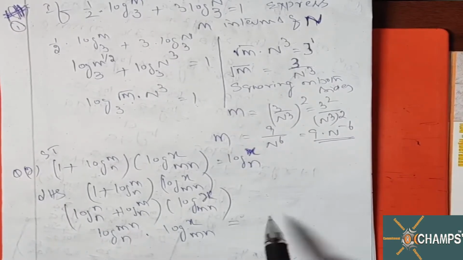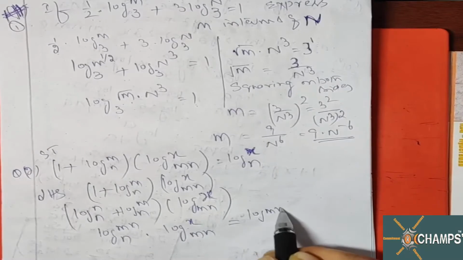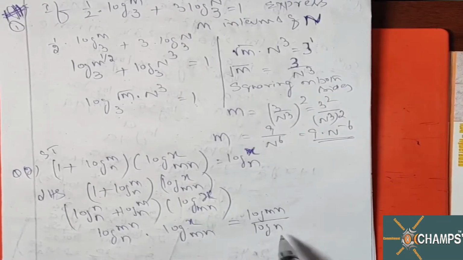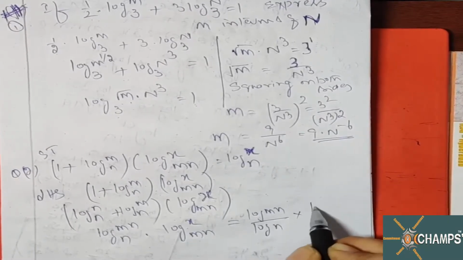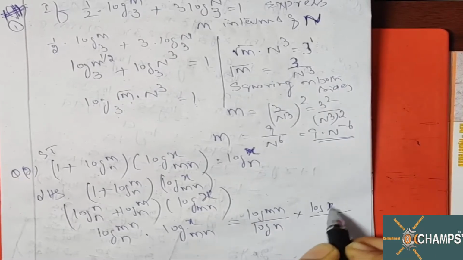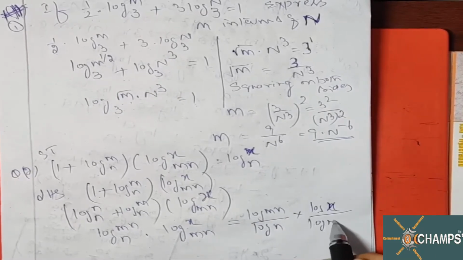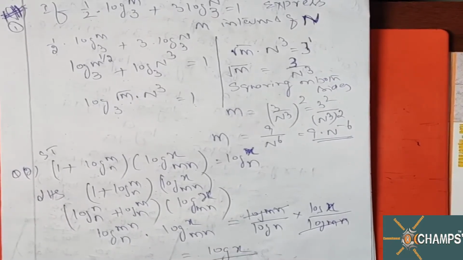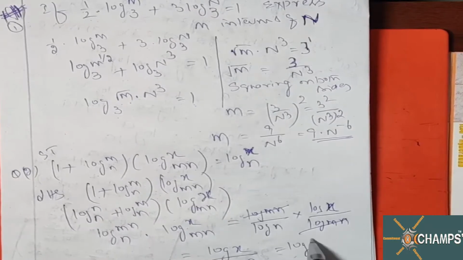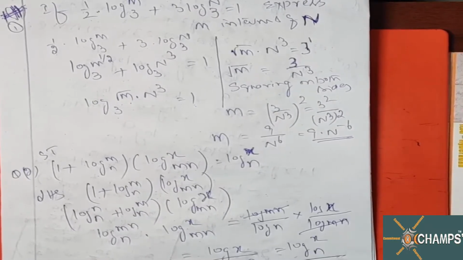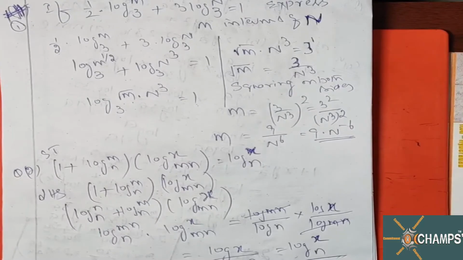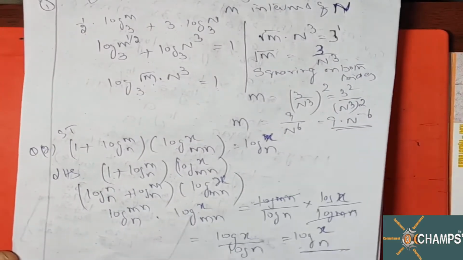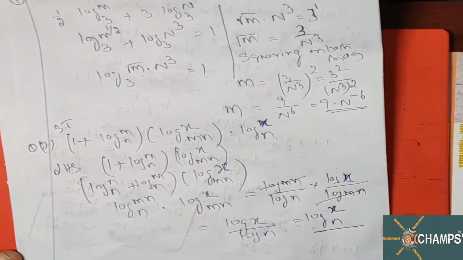Now again base shifting. Log mn divided by log n into log x divided by log mn. Log mn cancels. Log x divided by log n. So this is log x to the base n. This is log x to the base n, which is the required answer for us.